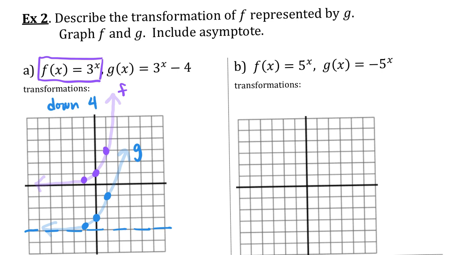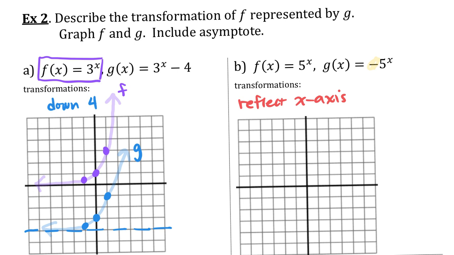Now my parent function is f of x equals 5 to the x. What am I going to do to it? I'm going to times it by a negative, the whole function, which means the y value is changing, so this is going to reflect the x-axis. Okay, let me graph the f function, the parent function first, and then we'll figure it out.